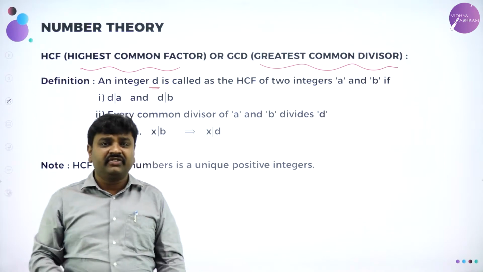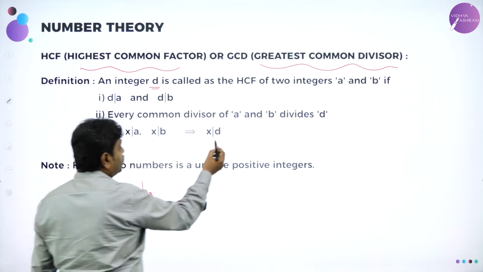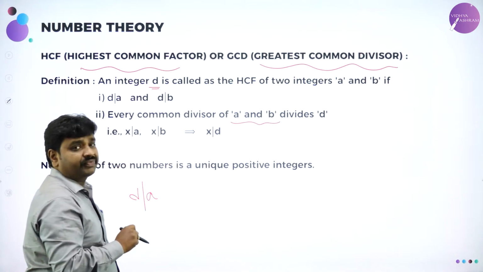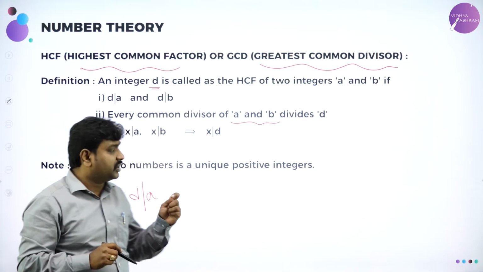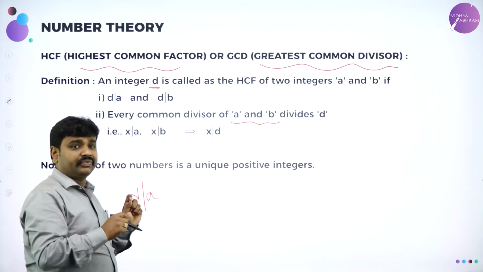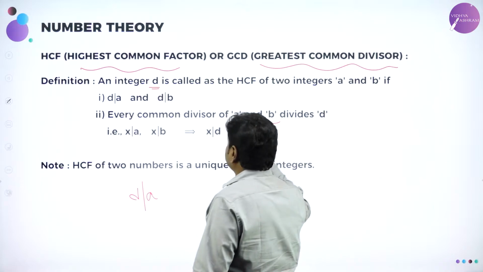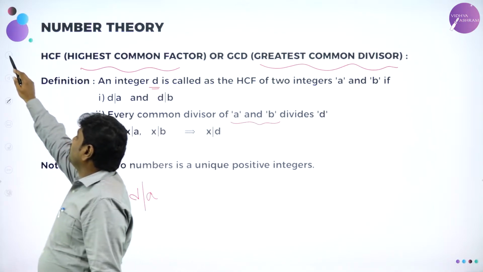And second thing, every common divisor of a and b should divide d. Every common divisor of a and b should also divide d. Now, this is a basic. Every common divisor of a and b divides d. Further, we have interesting approach.